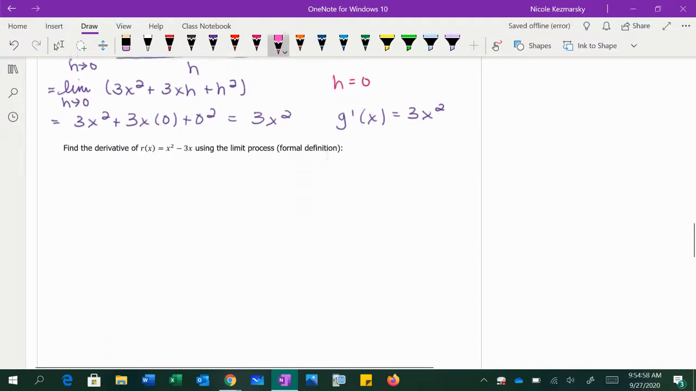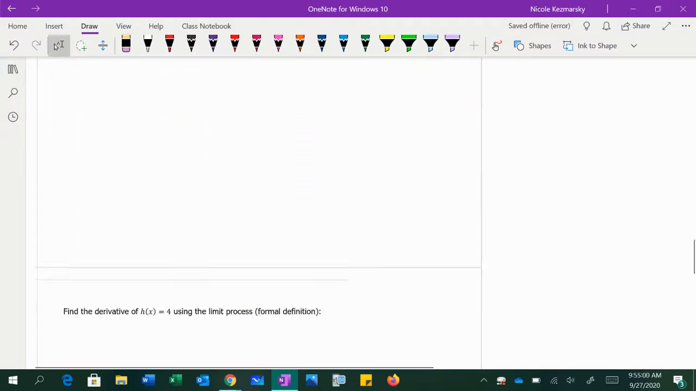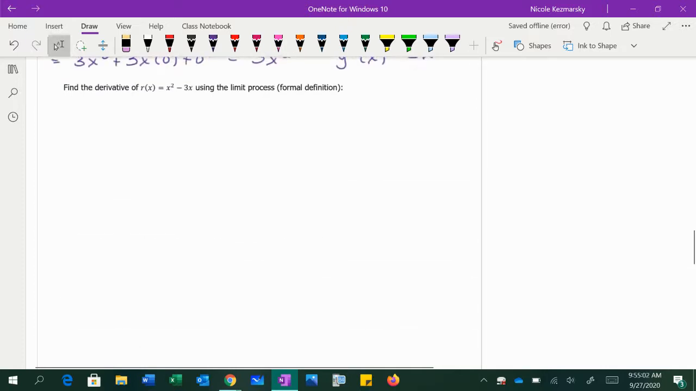And let's try the next one, which I'm pretty sure is the last one. Nope, almost. All right, so for this one, our function is called r of x. So we're going to be looking for r prime of x, which is going to be the limit as h approaches 0 of r of x plus h minus r of x over h.